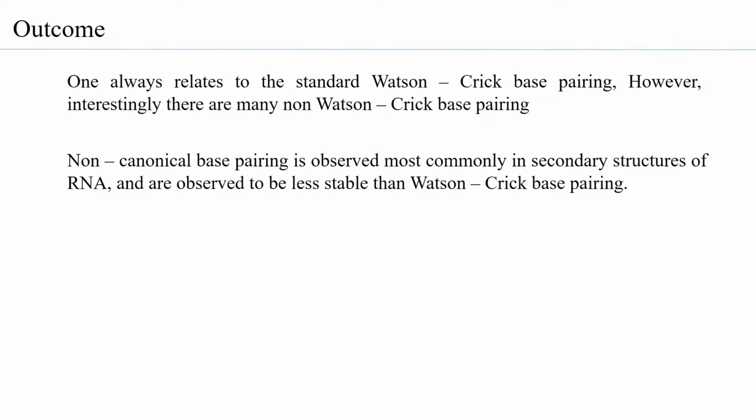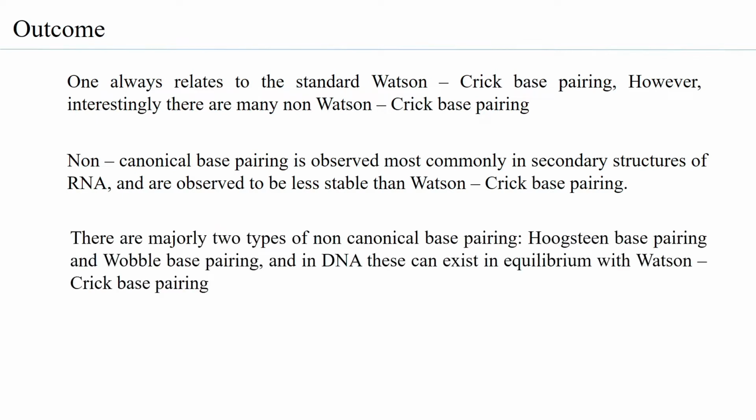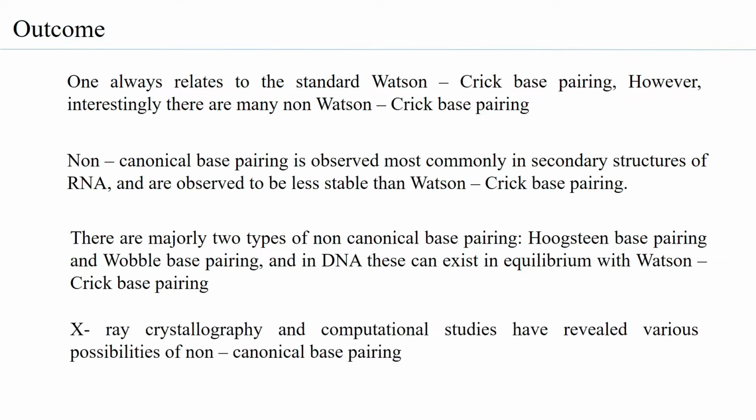Non-canonical base pairing is observed most commonly in secondary structures of RNA and is observed to be less stable than Watson and Crick base pairing. However, they have been observed. There are majorly two types of non-canonical base pairing, Hoogsteen base pairing and Wobble base pairing. And in DNA, these can exist in equilibrium with the Watson and Crick base pairing. X-ray crystallography and computational studies have revealed various possibilities of non-canonical base pairing.